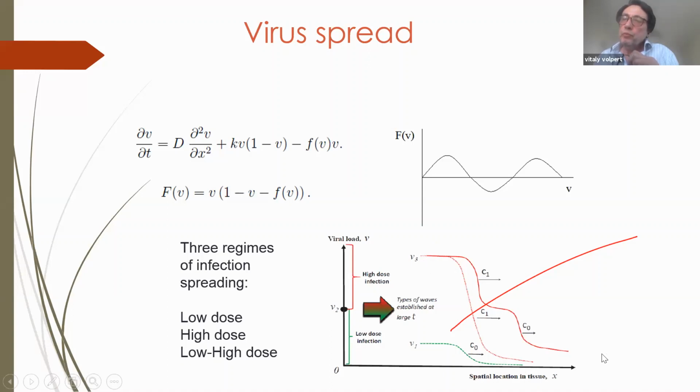And finally, it is also possible that we have two waves propagating with different speeds. First, we have this fast wave, such that there is low infection behind the wave, but then there is another wave, such that behind the second wave there is this high infection concentration. So this example describes these different regimes of infection spreading in the tissues of the organism.